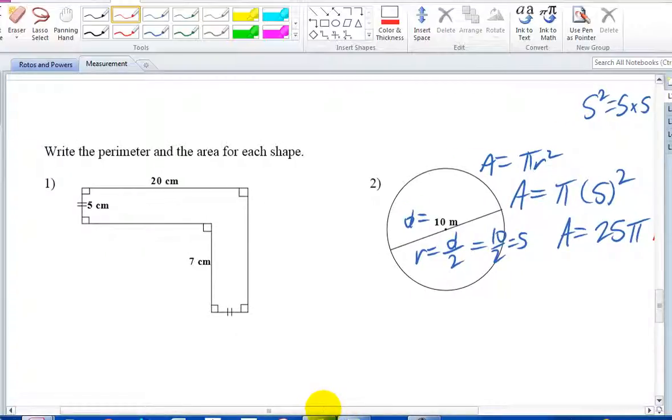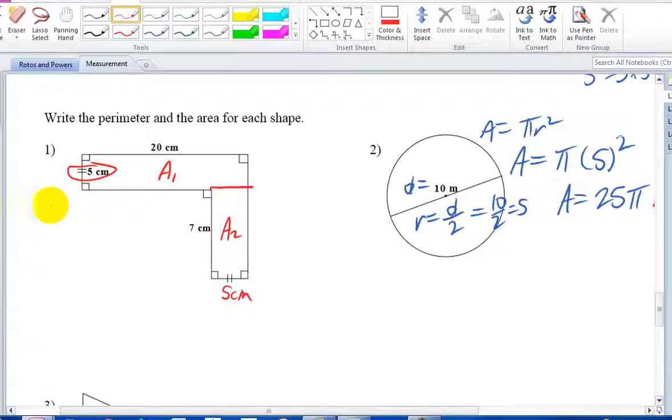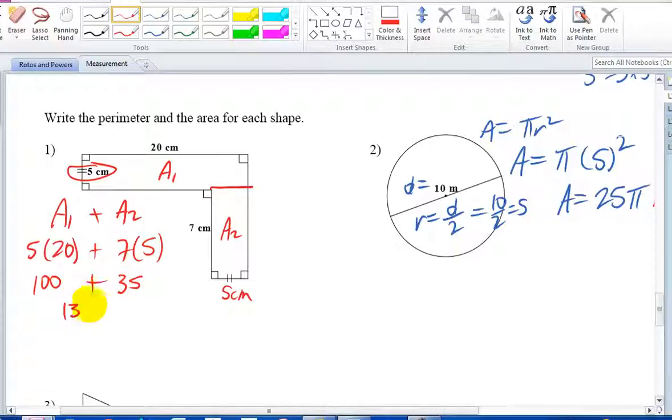Number 1. Okay, write the perimeter and area for each shape. So for this one, divide into 2. So here's area 1, here's area 2. Notice how this is 5 centimeters, this is also 5 centimeters. Okay. So area 1 would be 5 times 20 plus area 2. Area 2 would be 7 times 5. Okay, so it's going to be 100 plus 35, 135 centimeters squared. Okay. For the perimeter, add up all the sides, please.